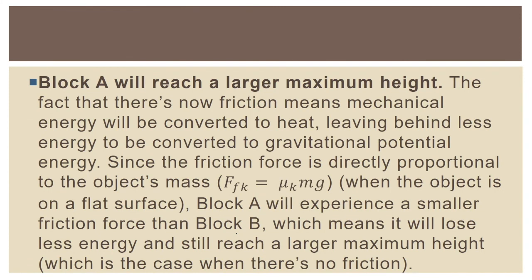The fact that there's now friction means mechanical energy will be converted to heat, leaving behind less energy to be converted to gravitational potential energy. Remember, if you're doing an energy analysis the whole time and now they ask you about friction, pick it up with the energy analysis. Since the friction force is directly proportional to the object's mass, at least when the objects are on a flat surface, block A will experience a smaller friction force than block B, which means it will lose less energy and still reach a larger maximum height, which is also the case when there's no friction.